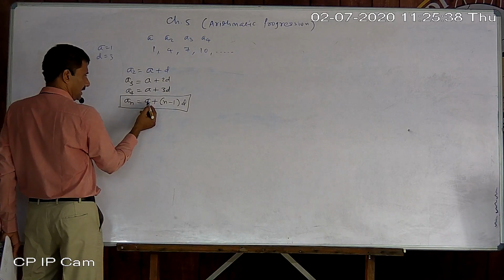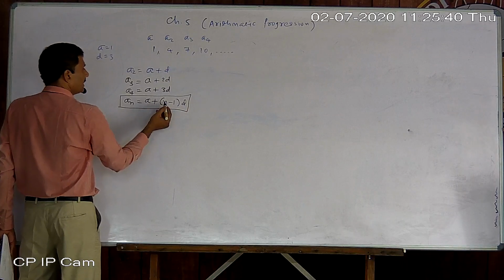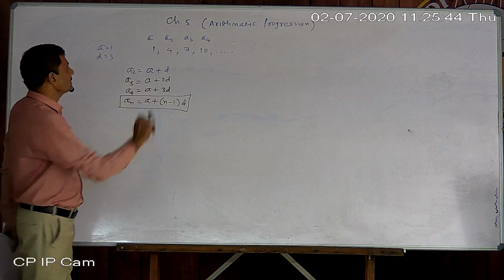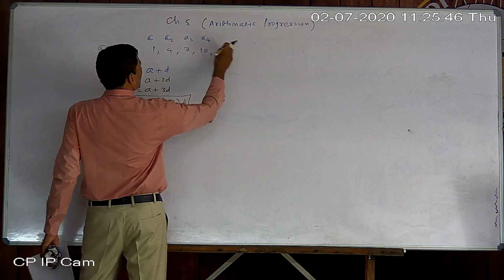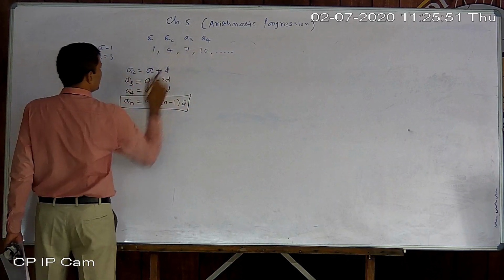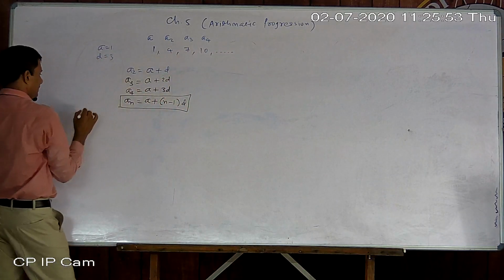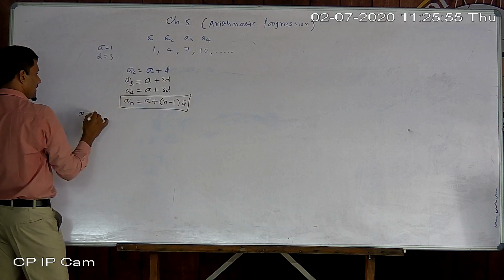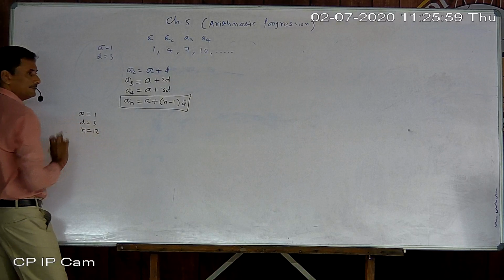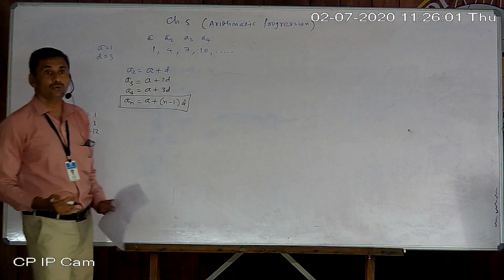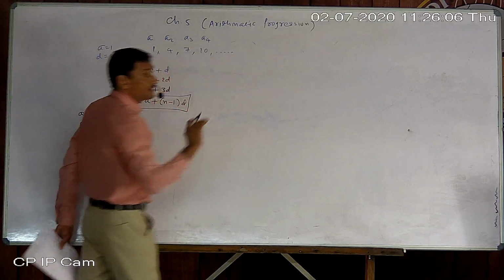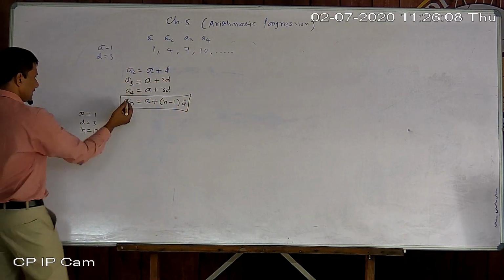If you are given a, you are given d, and you are given n, then you can find a particular number term. Suppose I want to find the 12th term of this series. Then I can first of all list down all variables: a is 1, d equals 3, and n equals 12. Suppose I am asked to find the 12th term of this series, not manually, not writing continuously, directly the 12th term. Then just write down all values.